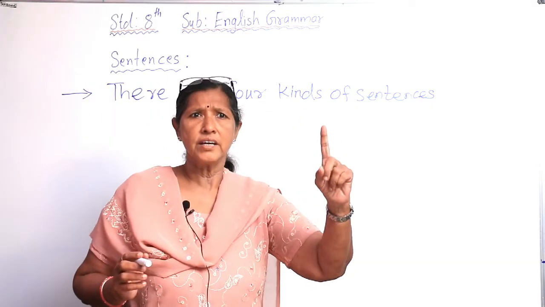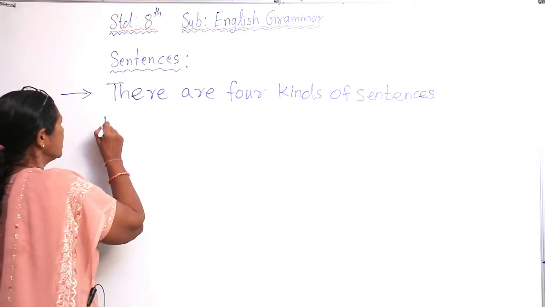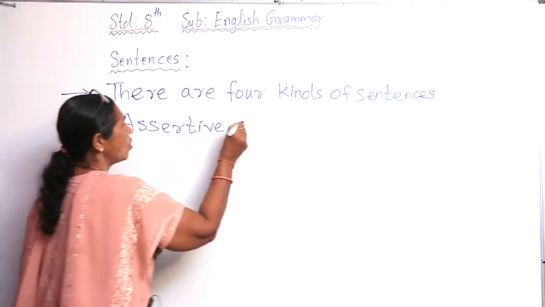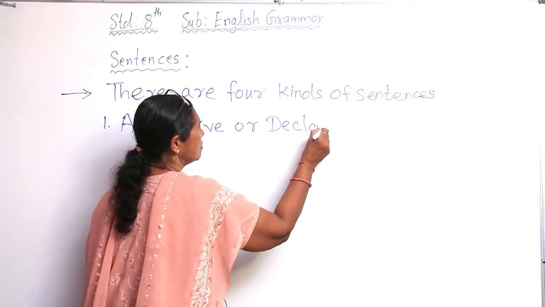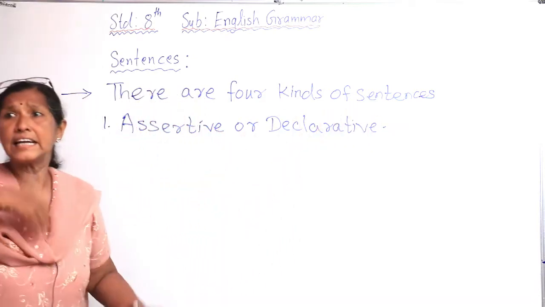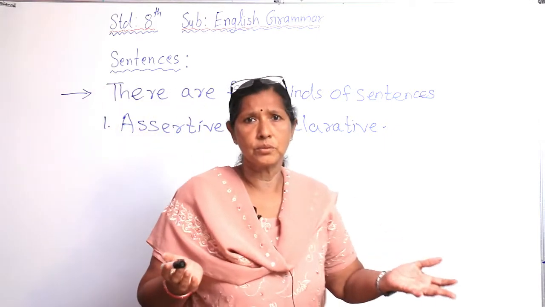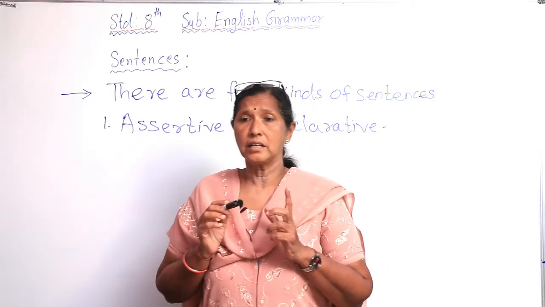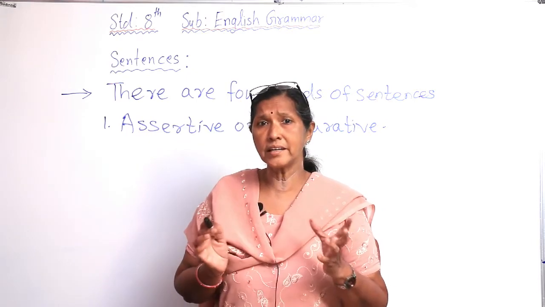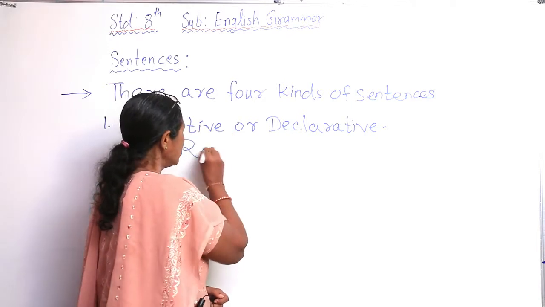पहला आएगा आपका assertive या declarative. My first point is assertive, assertive और declarative. इसमें क्या होता है? हम किसी को डिक्लेयर करते हैं, like I am going to school. मैं स्कूल जा रही हूँ. तो मैंने डिक्लेयर किया, मेरे कोई भी फ्रेंड हों या किसी को भी, रोहित इज ए गुड बॉय. तो मैंने क्या डिक्लेयर किया? रोहित अच्छा लड़का है. तो ये चीज मैंने डिक्लेयर किया.